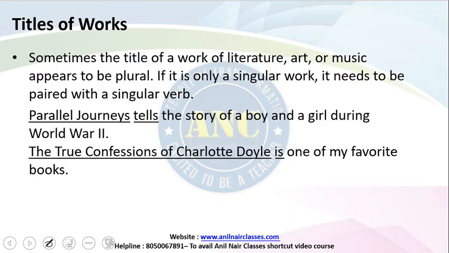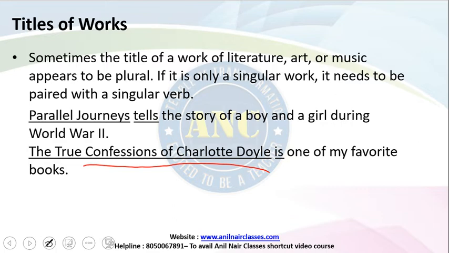For titles of works, whether of literature, art, or music, sometimes the title appears to be plural. If it's only a singular work, it needs to be paired with a singular verb. So for example, The True Confessions of Charlotte Doyle is one single book. So you're saying The True Confessions of Charlotte Doyle is one of my favorite books.